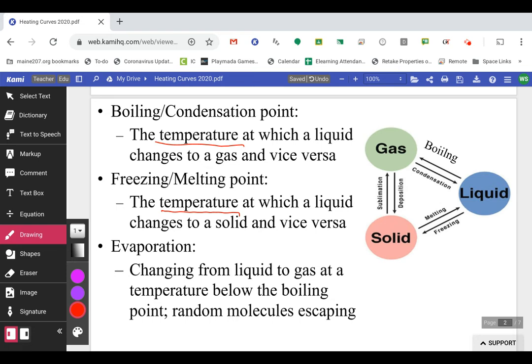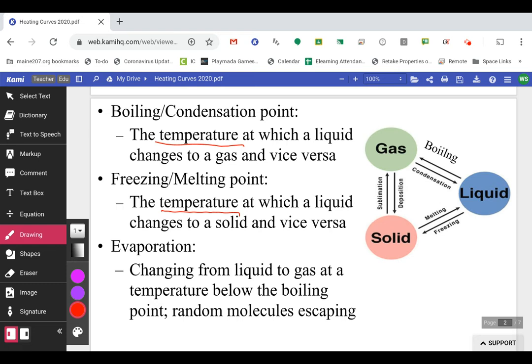Evaporation is one of those phase changes that gets confused with boiling a lot. Evaporation is when the liquid turns into a gas below the boiling point. Evaporation can occur at any temperature that a liquid is a liquid. Boiling specifically has to be at the unique boiling point for that substance. Water only boils when you get it to around 100 degrees Celsius, depending on altitude. Water can evaporate at any temperature. It's just random molecules escaping from the liquid into gas form.